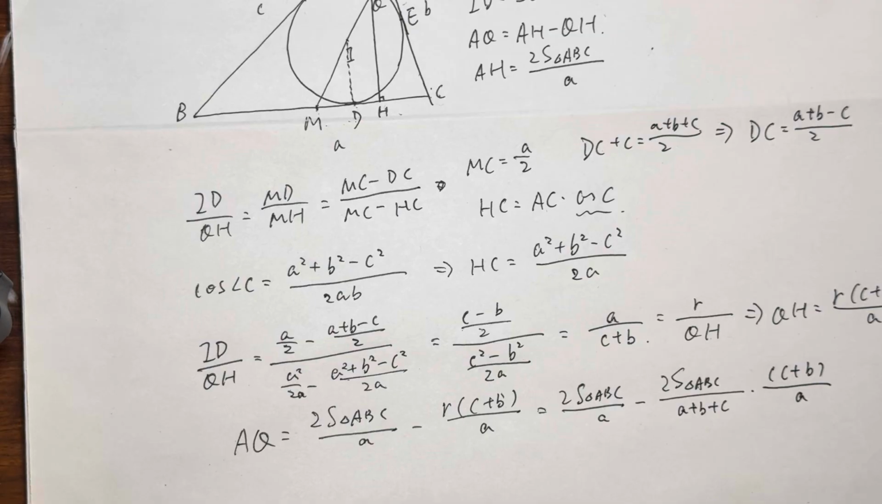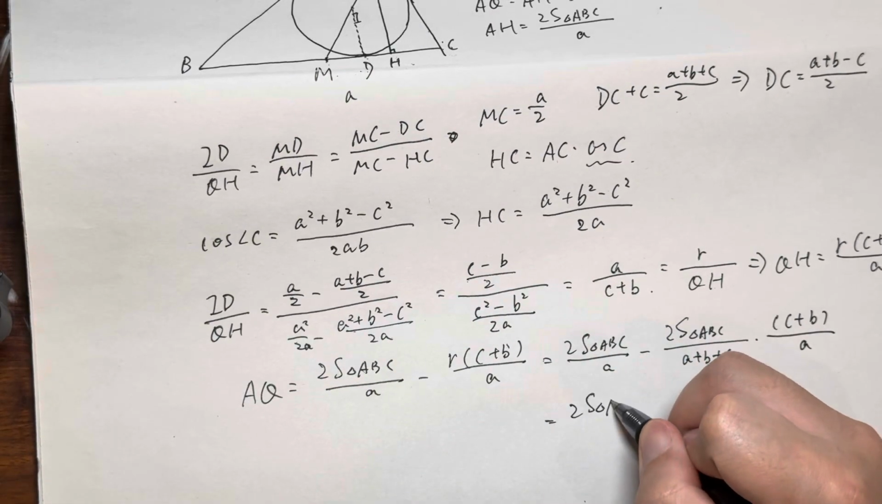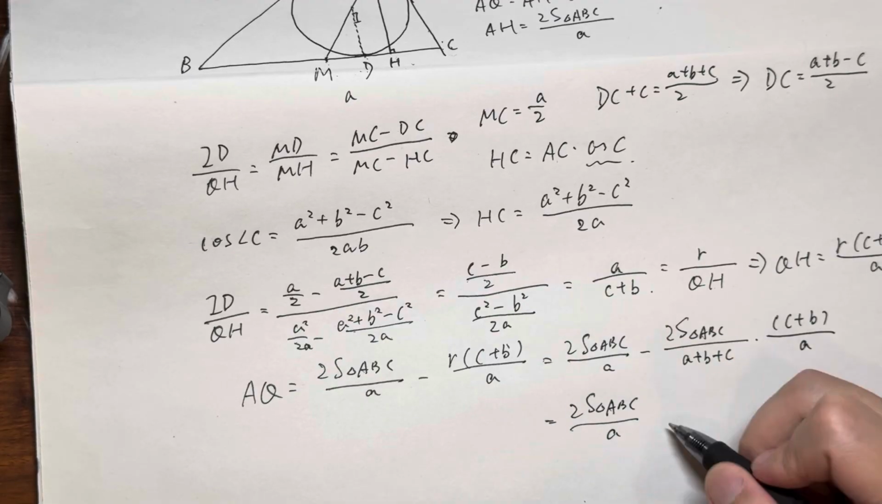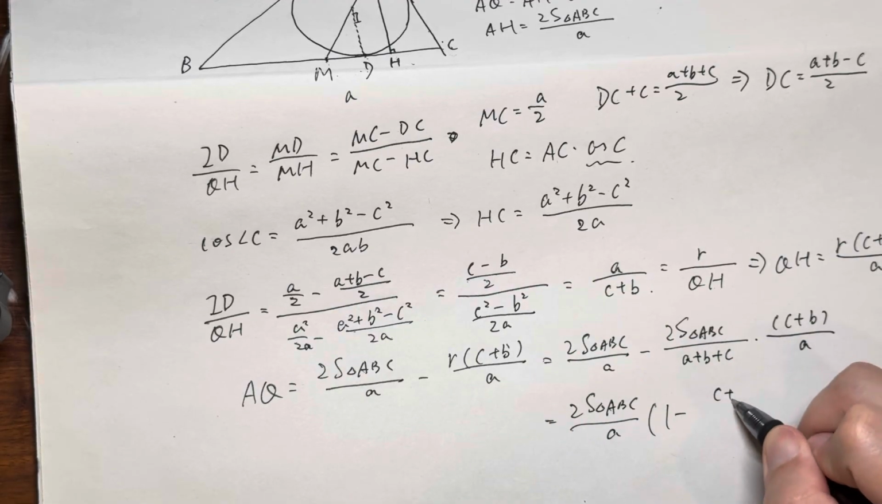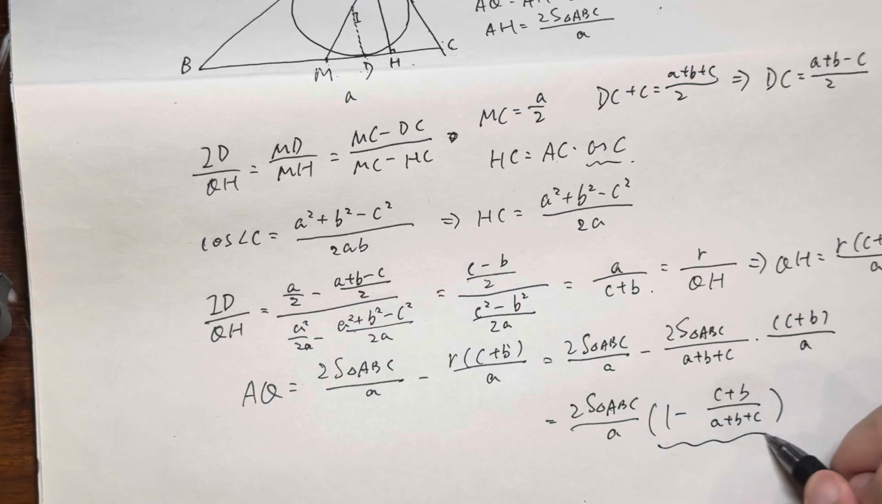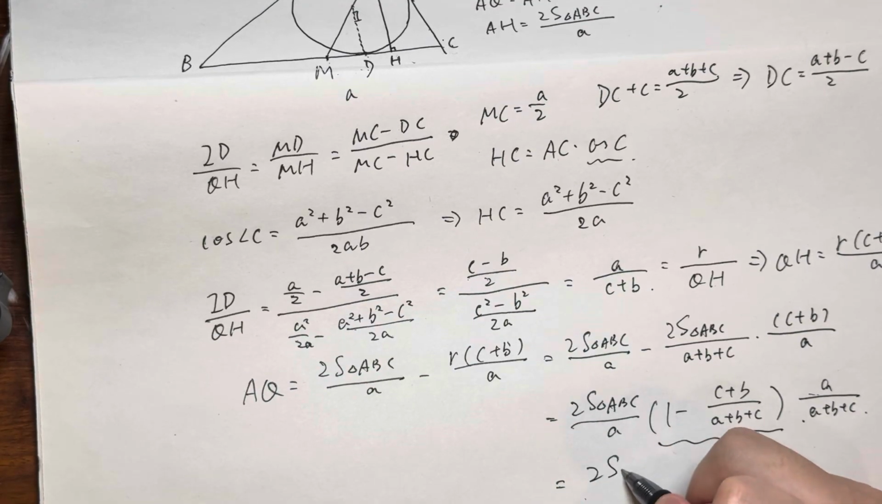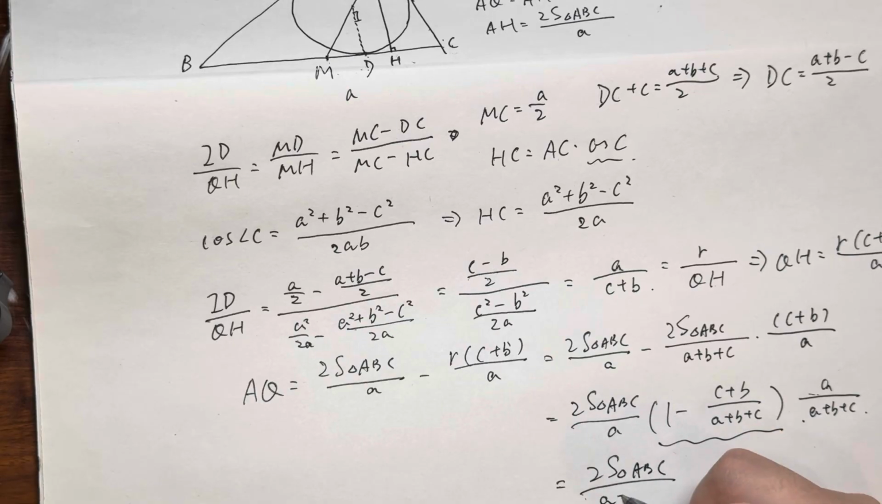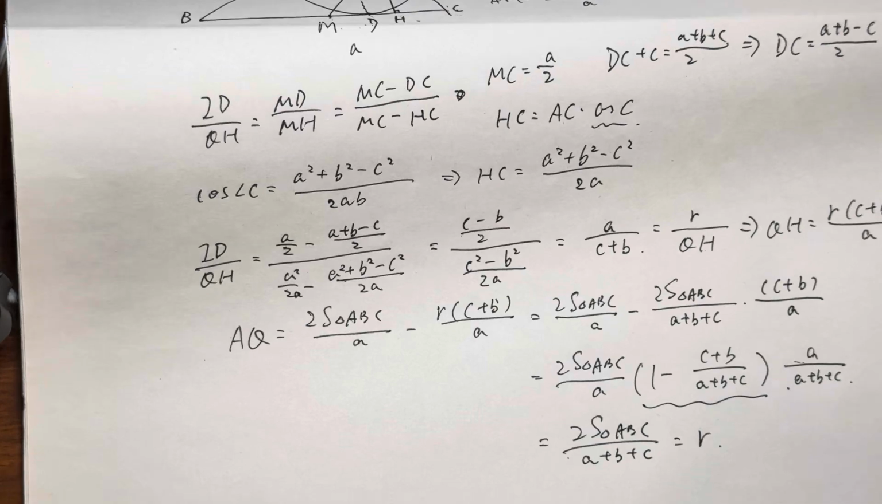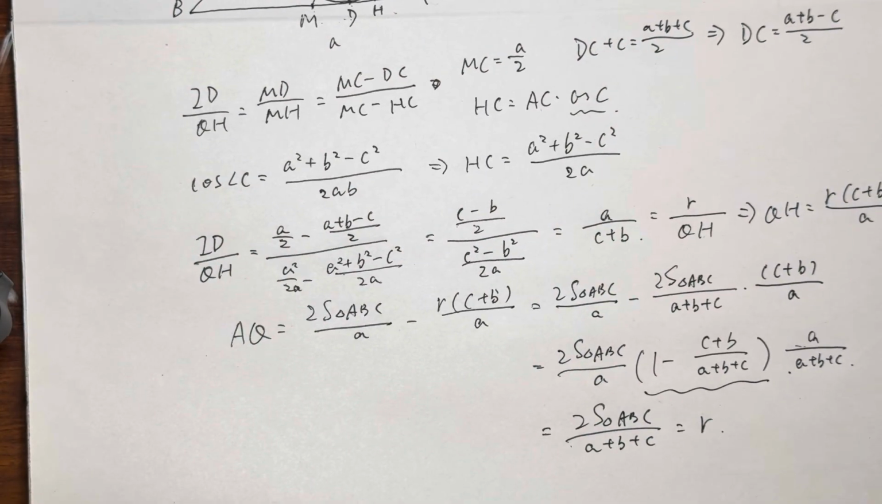So this one equals twice the area of triangle ABC divided by A, times 1 minus C plus B divided by A plus B plus C. This one is A divided by A plus B plus C. And this A can cancel with this A, so we got twice the area of triangle ABC divided by A plus B plus C, which equals R. That's how I brute-force solved this problem.